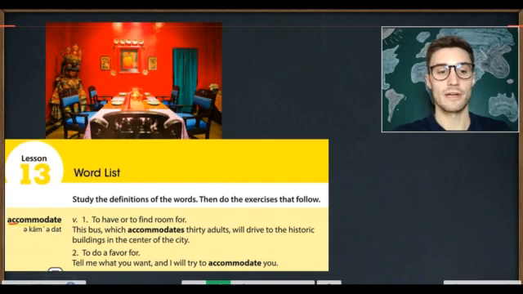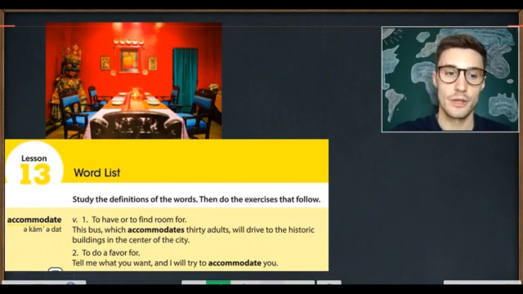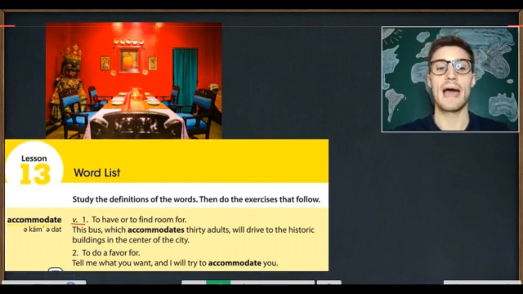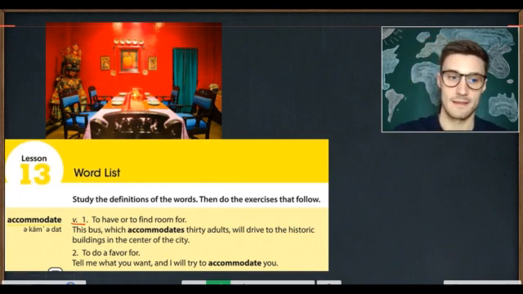The first word is accommodate. Now here we can see how to pronounce it. Accommodate. To accommodate, well, accommodate has two verb meanings, so it's something you do. To accommodate is to have or to find room for. To have room for someone, you can accommodate them. Or to find room for them, you try to accommodate them.